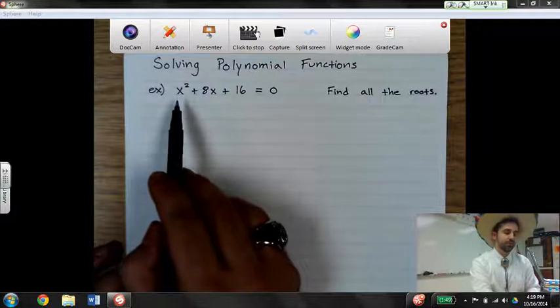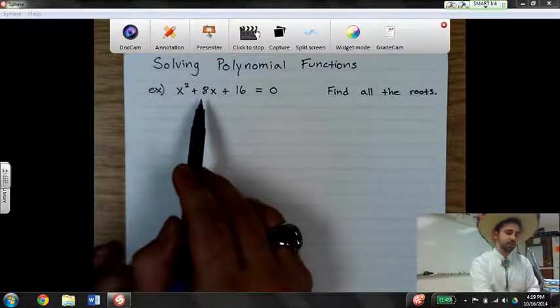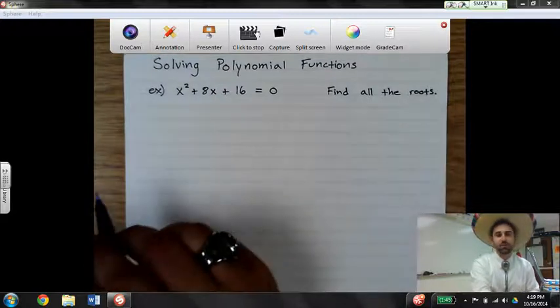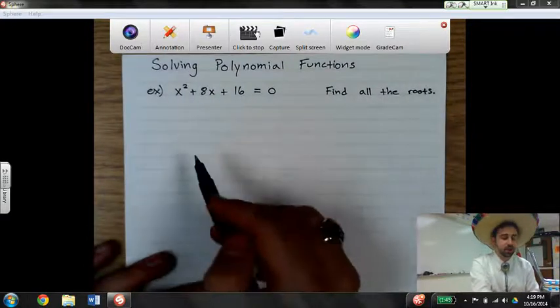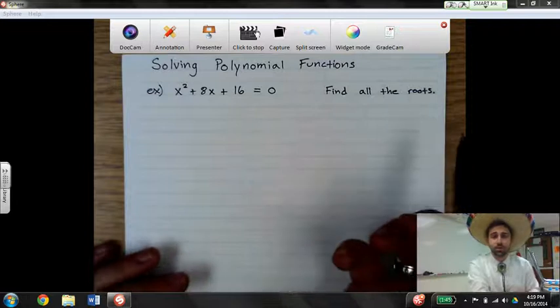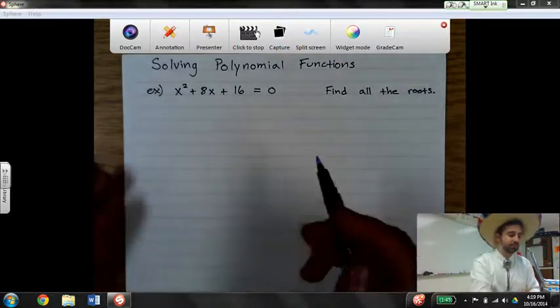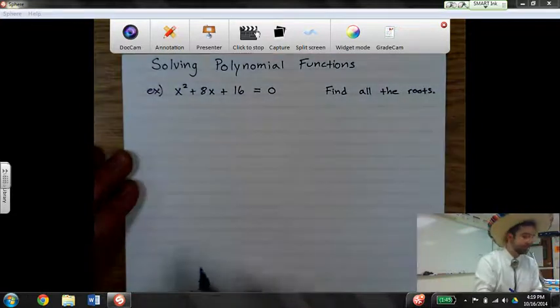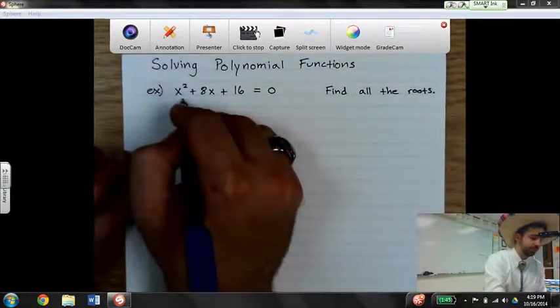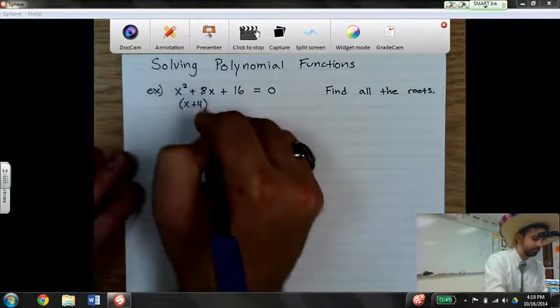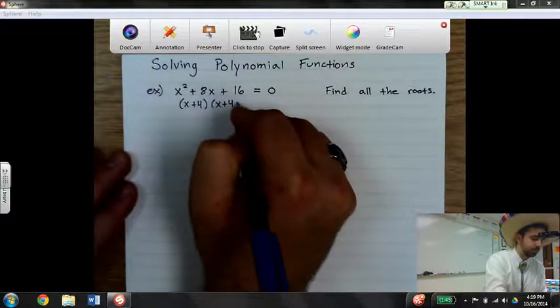So given this function, x squared plus 8x plus 16 equals 0, and the instructions find all the roots, we will simply solve by using whatever method we wish to find the roots, or the x-intercepts, of our graph. So how I'm going to do this is I'm going to factor, which it factors down to x plus 4 and x plus 4.